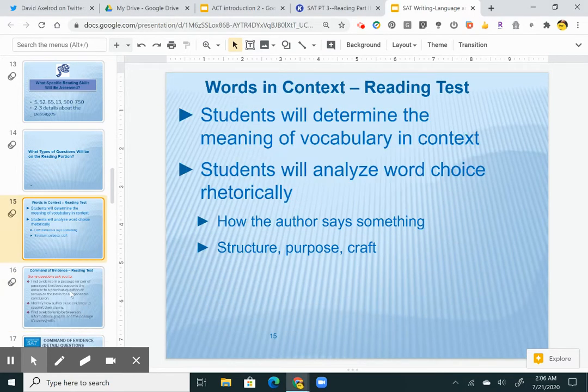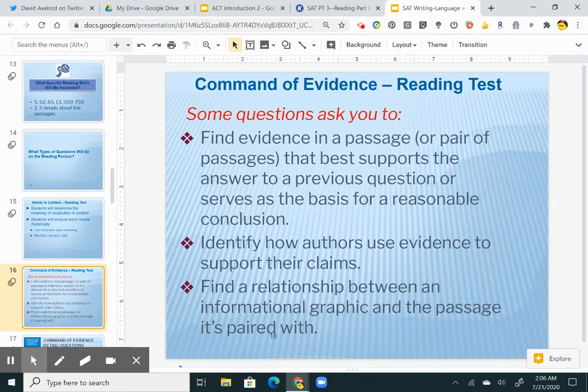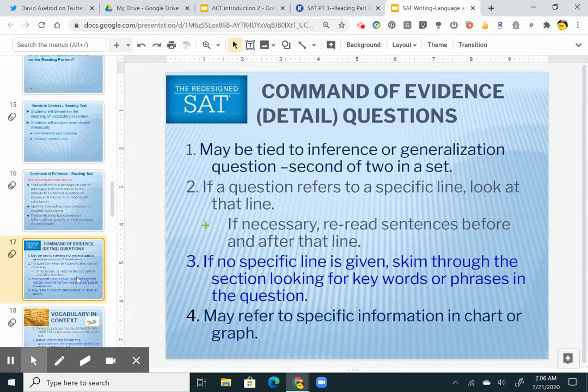That's words in context. Command of evidence, again, some questions will ask you to go back and find evidence in the passage or pair of passages that best supports the answer to the previous question or serves as a basis for a reasonable conclusion. We call this inference, right? Serving as the basis for a reasonable conclusion. Identify how the author might make an argument and use evidence to support their claim. A relationship between an informational graphic and the passage it is paired with. We'll look at examples of this.